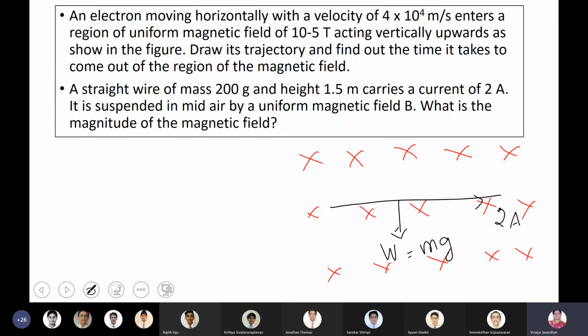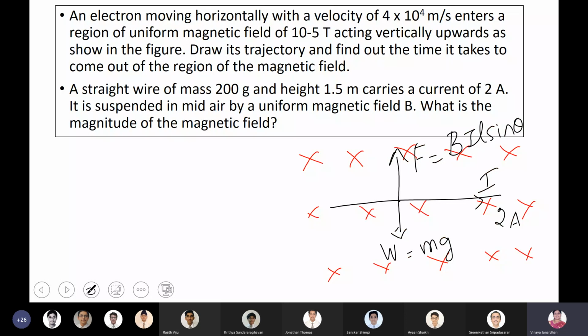See, a current carrying conductor placed in a magnetic field will experience a force. Now, if this conductor has to get suspended in air, the force it experiences, which is equal to BIL sine theta, the current carrying conductor placed in a magnetic field will experience a force F is equal to BIL sine theta. Now, there are two forces: one is the weight of the wire acting in the downward direction and the force it experiences due to the magnetic field, which will be acting in the upward direction.